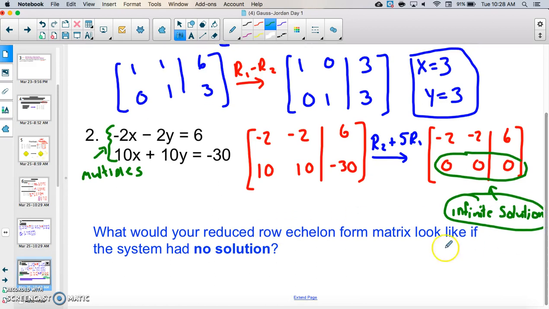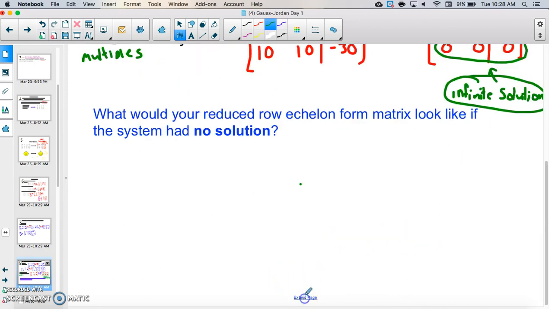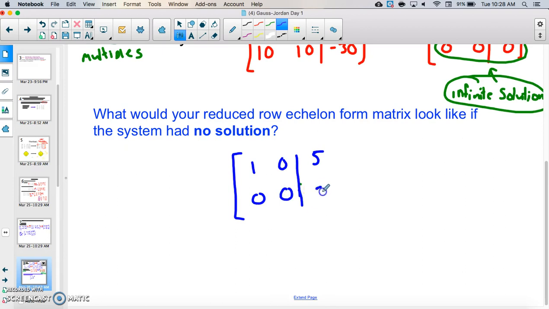If I was there, I would also ask, what would your reduced row echelon form matrix look like if it had no solution? Well, I'm just going to tell you, instead of having all zeros, you would have some numbers up top, and then on the bottom you would have zeros on this side, but then over here you would have some number, like 2. So here it's saying x equals 5, but down below it's saying 0 equals 2. But 0 does not equal 2, so that is why this is no solution.